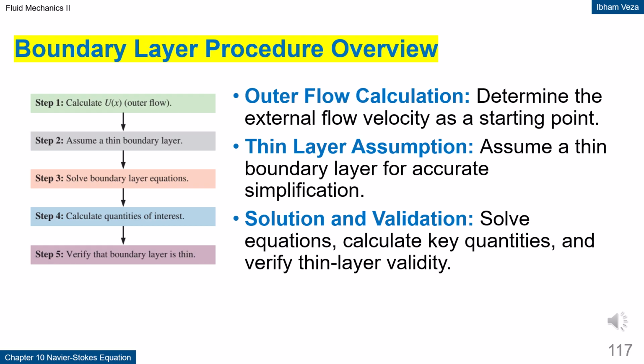Boundary layer procedure overview. The boundary layer analysis procedure starts by determining the external flow conditions as the main input for the calculation. Then, the boundary layer is assumed to be very thin compared to the body dimensions so that the equations can be simplified. With this assumption, the boundary layer equations can be solved to obtain the velocity profile and other key parameters. The results are then used to compute quantities such as boundary layer thickness and friction force. The final step is to verify whether the thin layer assumption remains valid for the analyzed condition.